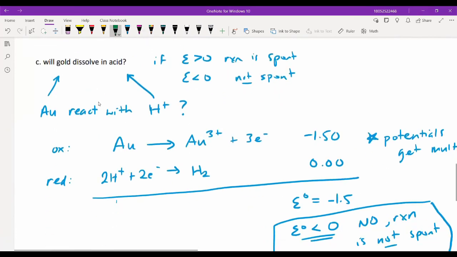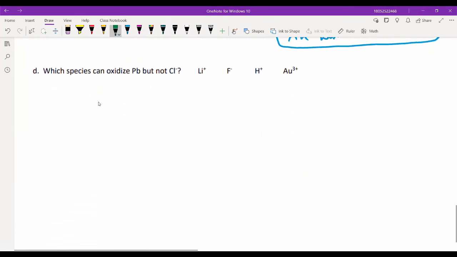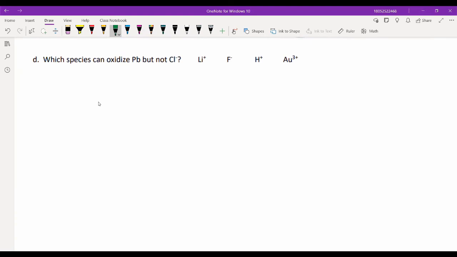So to wrap this all up, this trick is especially good for this question, which can be somewhat complicated if you're trying to do them with all the different half reactions and different combinations. Which species can oxidize lead but not chloride? Okay, so we're looking for an oxidizing agent. That, again, might be a way to eliminate something. In this case, F- is not an oxidizing agent.